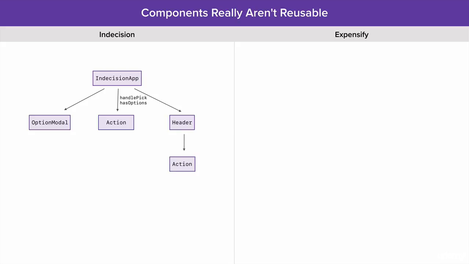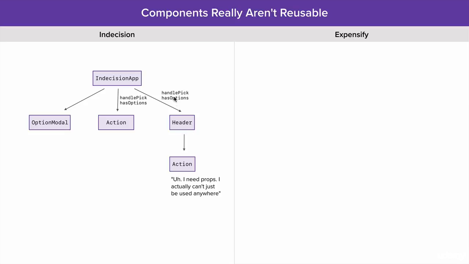Why not? Because the Action component is going to say, hey, I actually need props. You can't just use me anywhere. So the Action component is actually really closely bound to IndecisionApp. So we have this illusion of reusability because we've broken things into components, but in reality, they're all very closely tied together. If I did want Action to live inside of Header, I would have to tie things even closer together by passing the props from IndecisionApp down to Header.